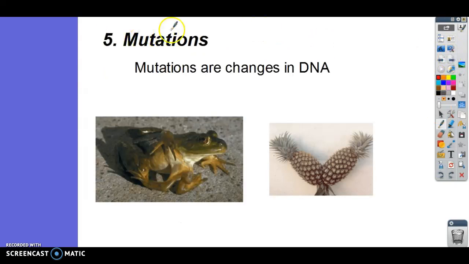All right, lastly here, we have mutations, okay? So mutations are changes in DNA. You guys learned about this way back when. Mutations can cause allele and phenotype frequencies to change as well, okay? So I'll give you a second to write this down.